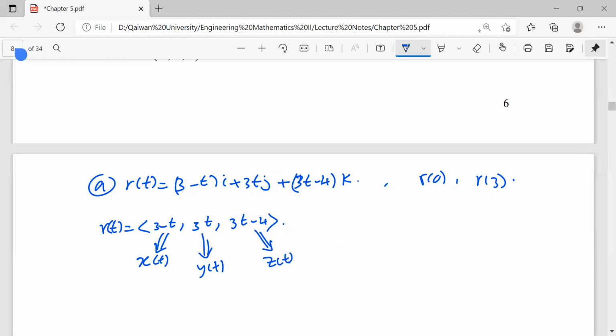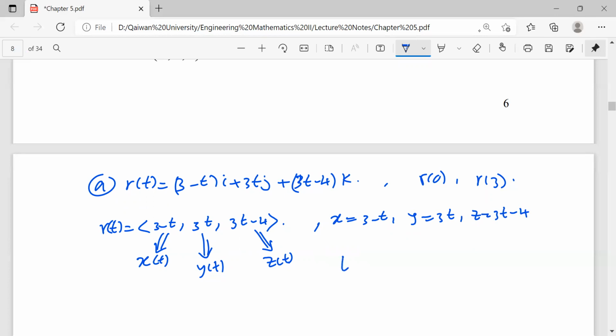Here we have x of t, y of t, z of t. That is, x of t is 3 minus t, y of t is 3t, and z of t is 3t minus 4. Here, x equals 3 minus t, y equals 3t, and z equals 3t minus 4. We have x, y, and z. Now, we just give two different values to t.